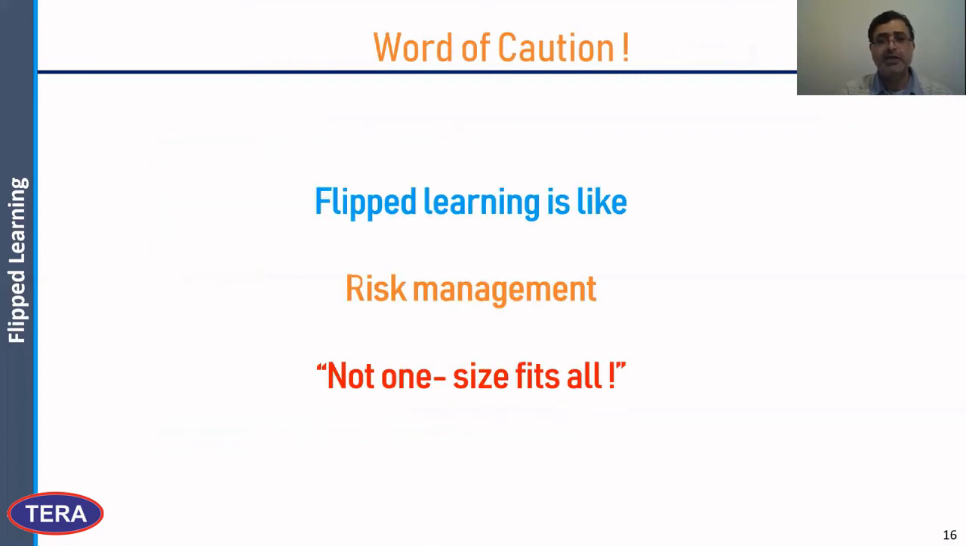Just remember, flip learning is like risk management, not a one-size-fits-all approach. So flip is contextual. While implementing the flip, we should not try to adopt what has been adopted in some other part of the world, and say we cannot use the same in my context. We have to see what my context is and what I am trying to achieve through flip learning and why I am doing flip learning. This objective must be clearly understood, and we have to adopt the model to suit our need. But the underlying principle remains the same.